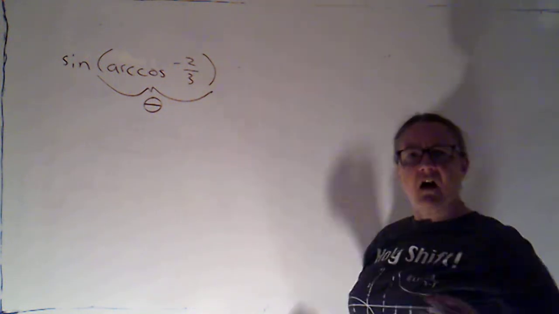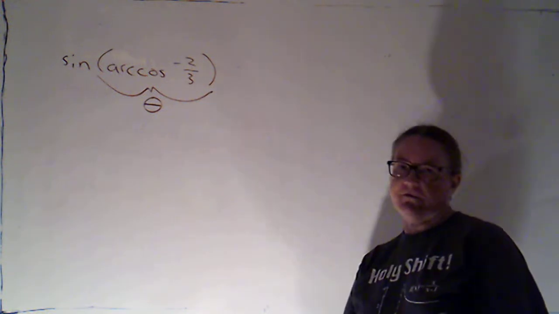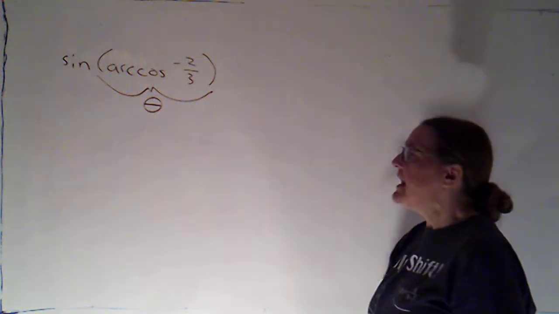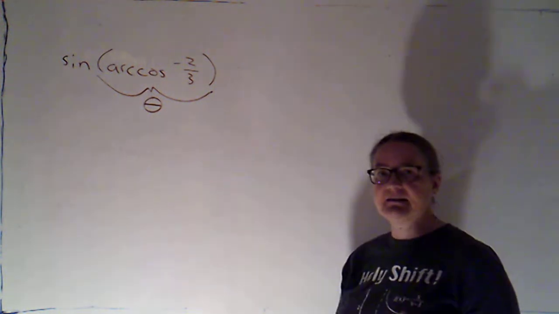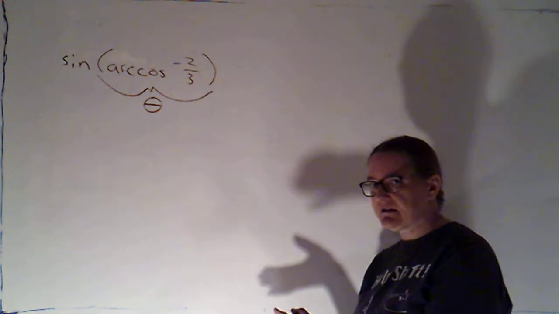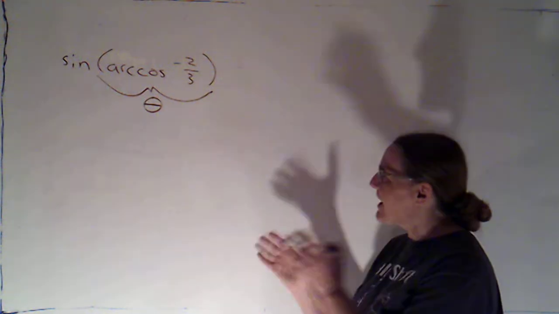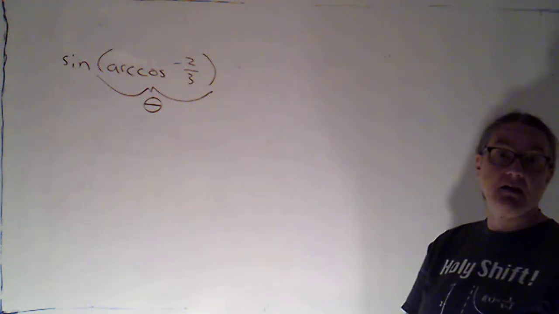Now, that's not going to be one of my nice pi over 6, pi over 4, or pi over 3. I don't recognize the negative 2/3. So I'm not going to actually find what theta is in terms of radians or degrees. It would be radians because I haven't specified degrees. But I'm not going to find the measure of the angle. I'm just going to find the sine of the angle.